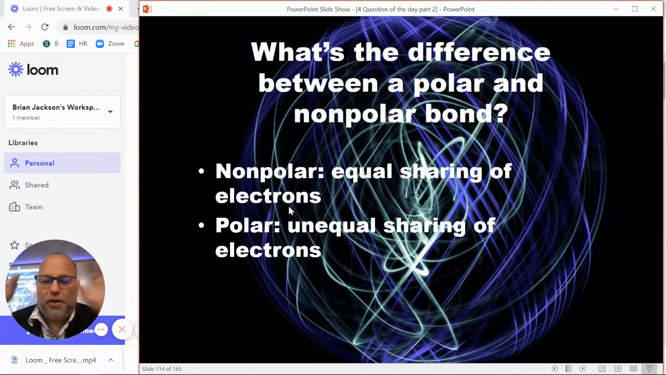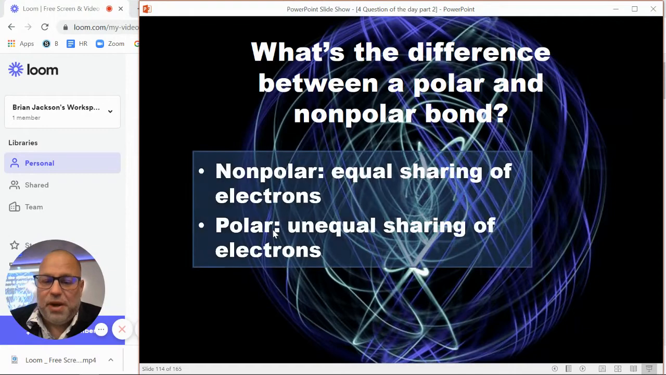So you can imagine, if you're two different atoms sharing electrons and it's a nonpolar bond, that means they're sharing equally. Whereas polar bonding, think about it as cold and heartless. Yes, they're sharing, but not quite equally. One's sharing, but not quite as much as the other one is sharing for it.